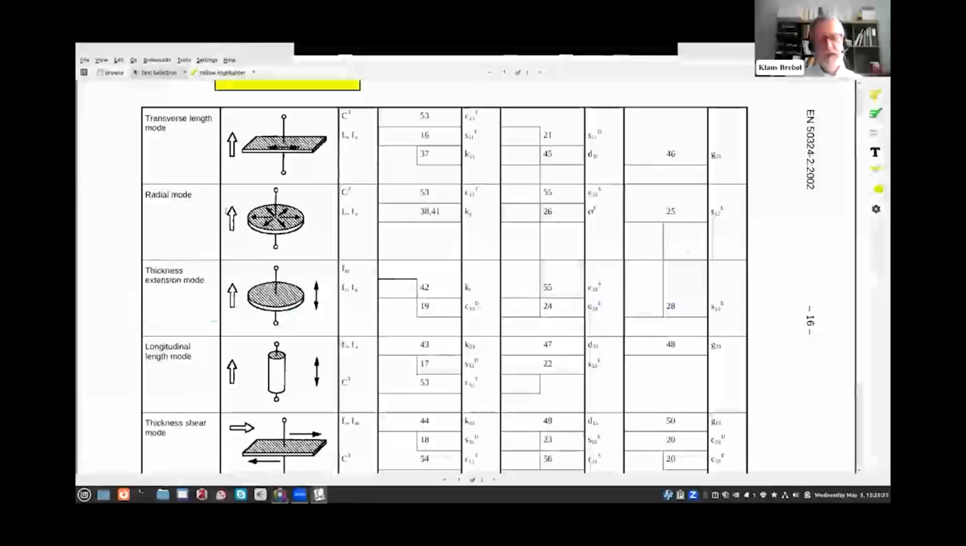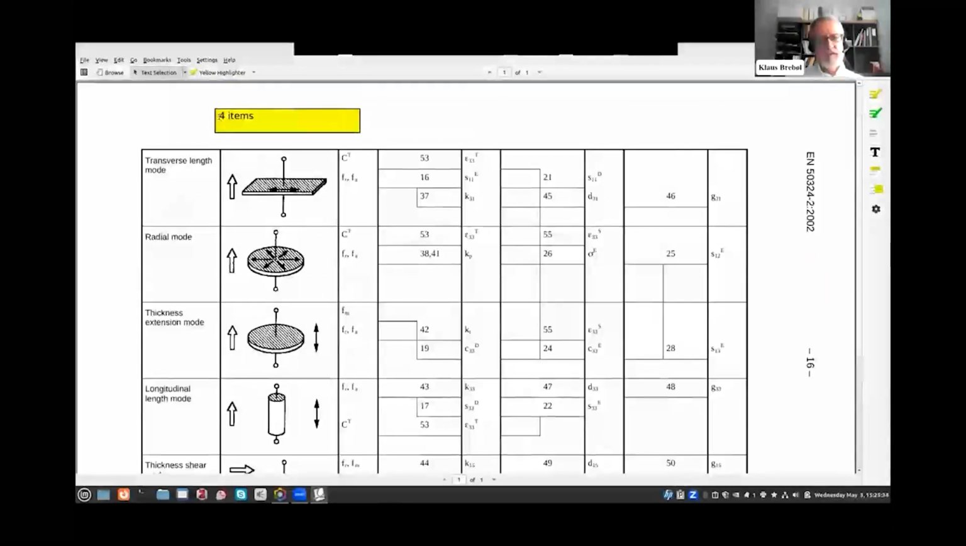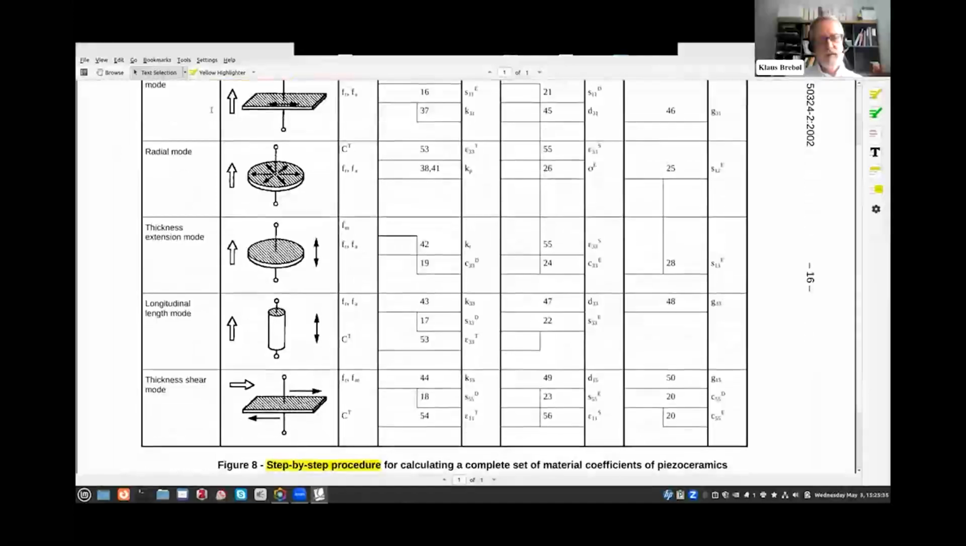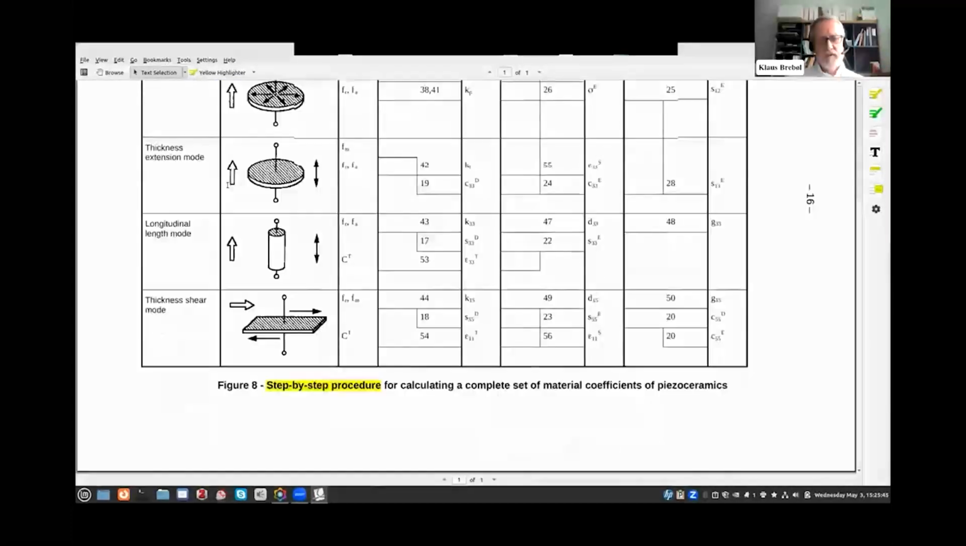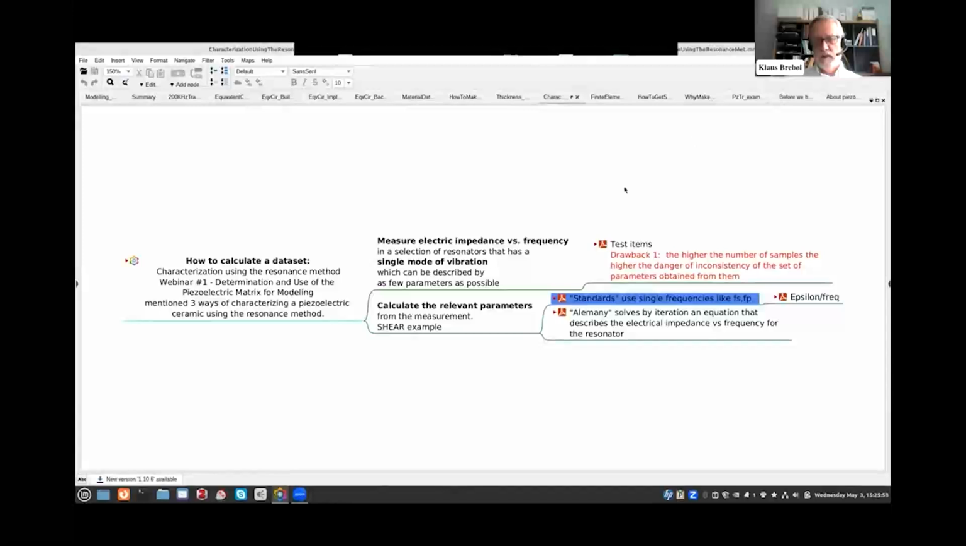The standard suggests 4 items, which we have here: a plate, a disc, a slim rod, and a shear plate. And with these 4 items and 5 measurements, it gives a step-by-step procedure for calculating a complete set of material coefficients. That sounds intriguing, but there are problems related to that. And as an example of that, I will give you an example with respect to the shear.